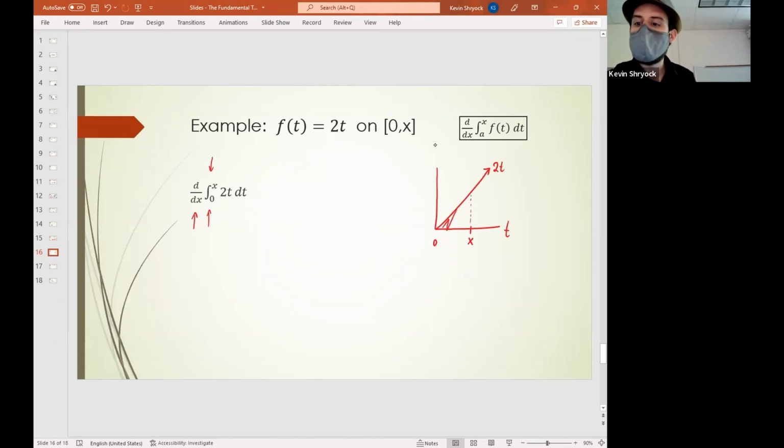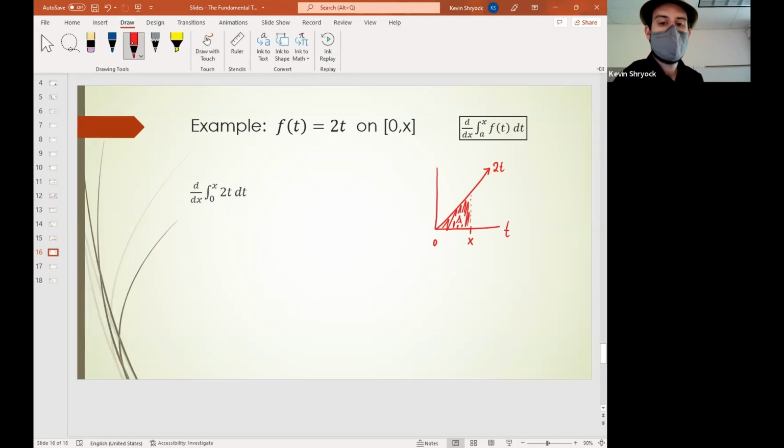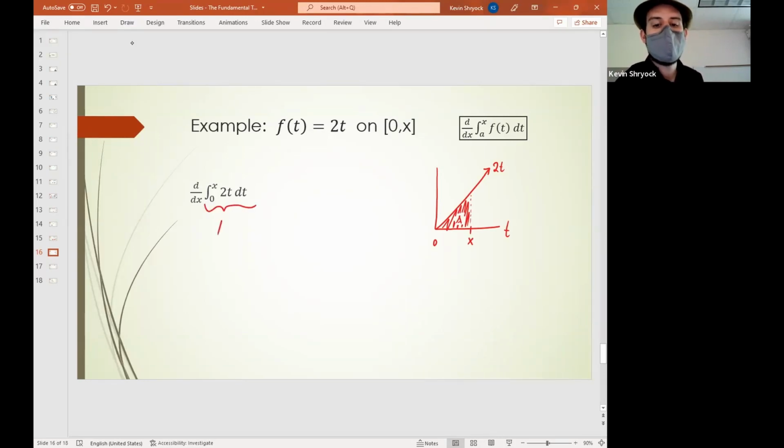So this right here, that's my area. My area from 0 to x. So that's taking care of this whole bit. So now I have that off to the side. That's my area. d/dx of area. All right.